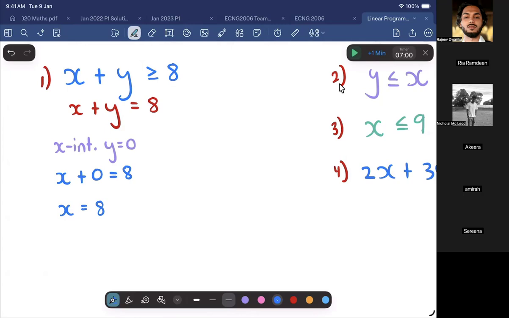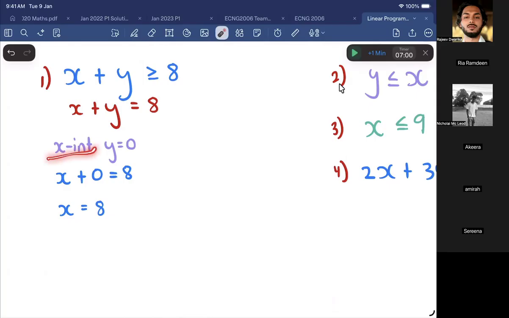So x is equal to 8. So Ria, remind me, what does the x-intercept mean?